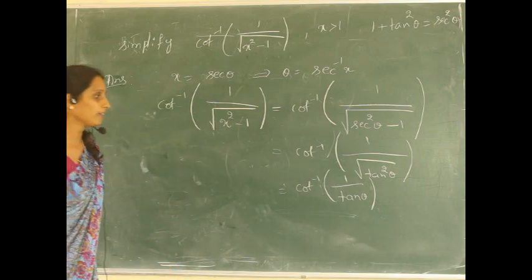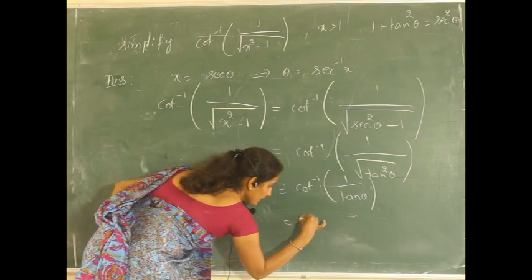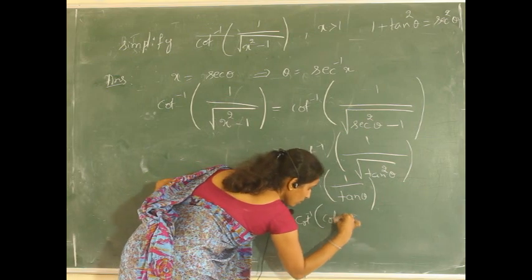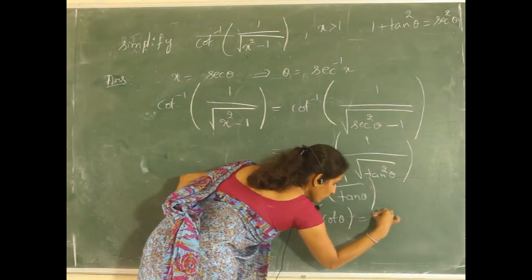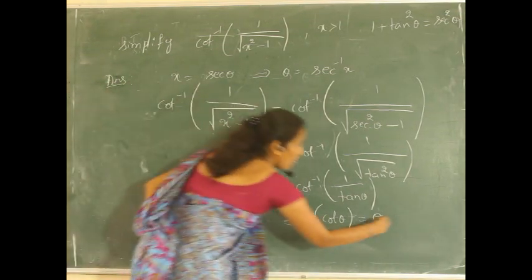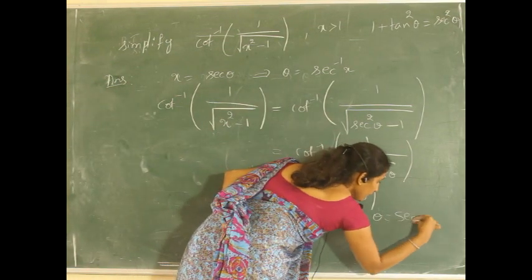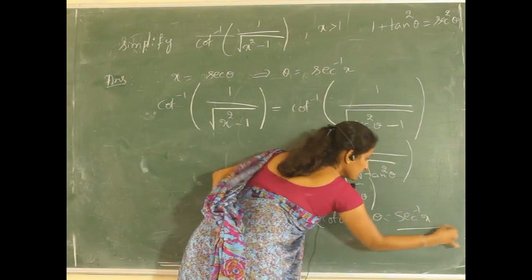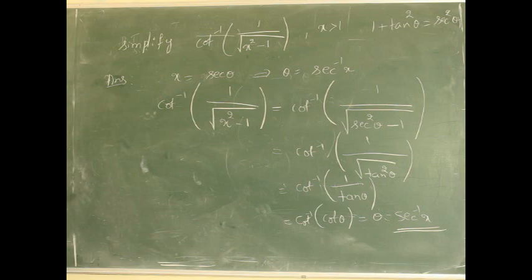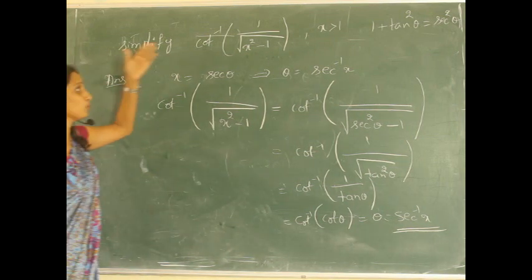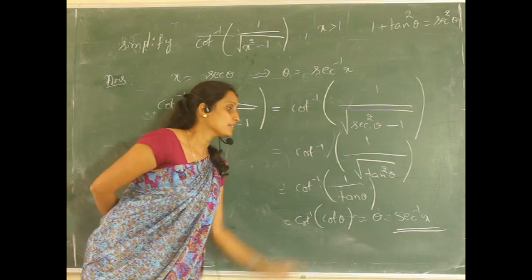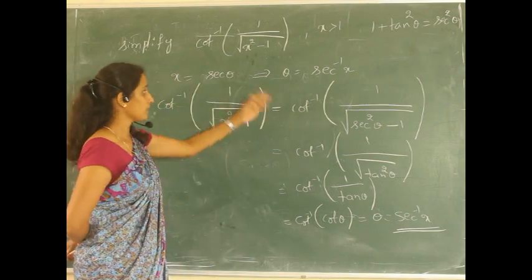Again, 1 by tan theta is cot theta. So cot inverse of cot theta is equal to theta, but theta we have taken as secant inverse x. Therefore, the simplest form of cot inverse of 1 by root of x square minus 1 will be secant inverse x.